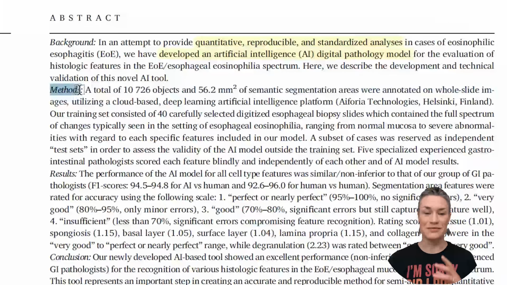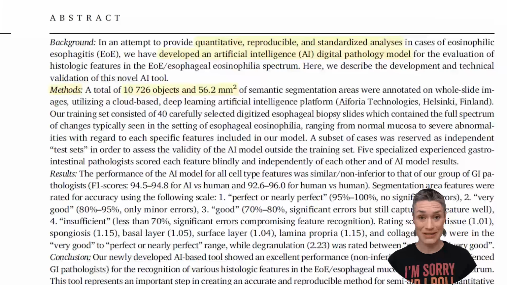And here in the methods, we already start with an interesting thing. They tell you exactly how many objects they annotated and what area they annotated. This is really cool because there's always this question in those model developments, how much do I need to annotate? So over 10,700 objects, that's a lot of objects. Whether 56 millimeters square is a lot, I don't really know. But if you are doing this, you can compare how many millimeter squares you have with this very paper and you know, okay, they annotated more or less.